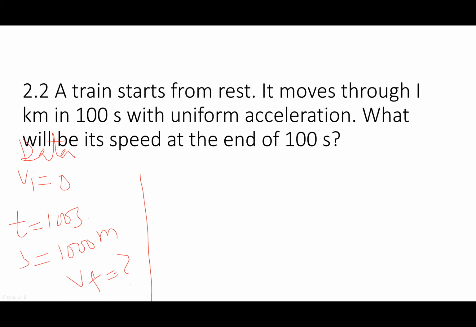So S is equal to vit plus half at square. Use this equation, you can find the distance. If there is any mistake, you can WhatsApp me. Distance is given, initial velocity is 0, time is given, acceleration is not given, so we have to find the acceleration also. So first we will find acceleration.